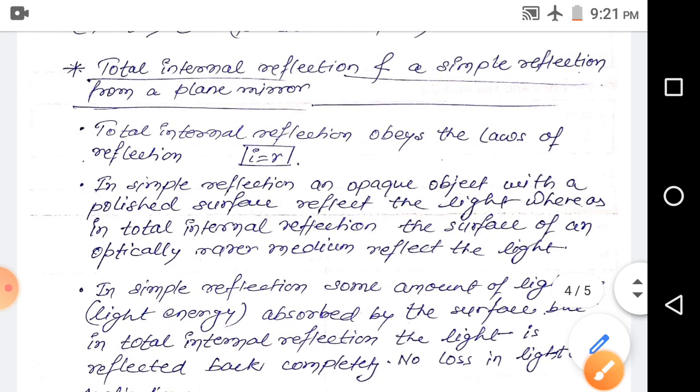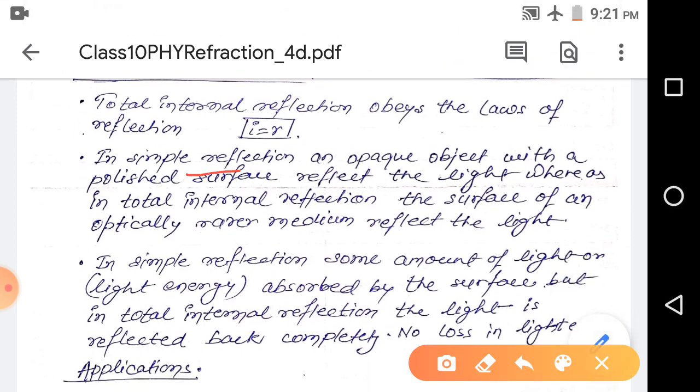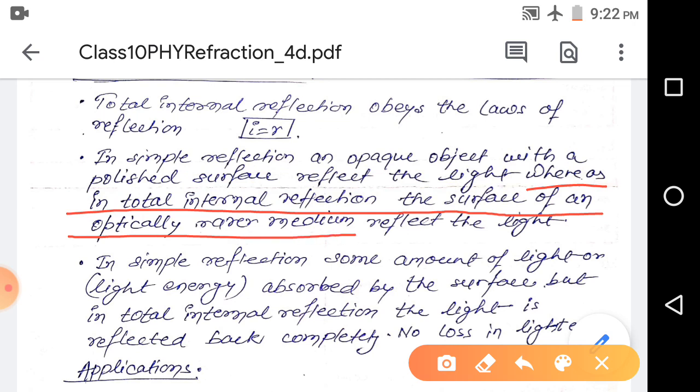Now see the second point. In simple reflection, an opaque object with a polished surface, that is the mirror, reflects the light, whereas in total internal reflection, the surface of an optically rarer medium reflects the light, and light is incidenting from a denser medium.